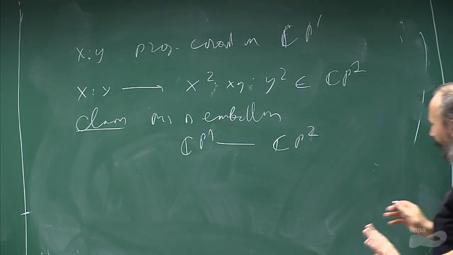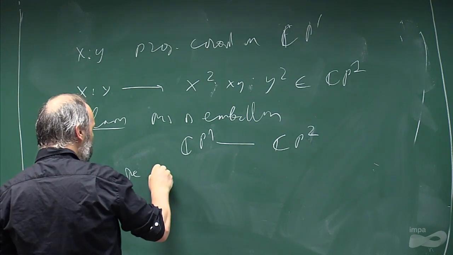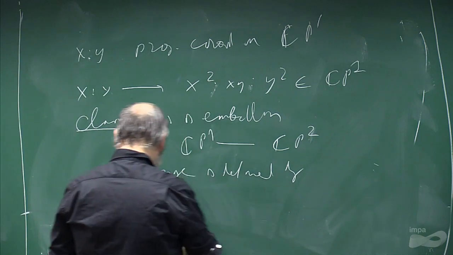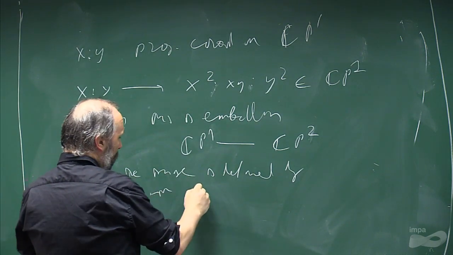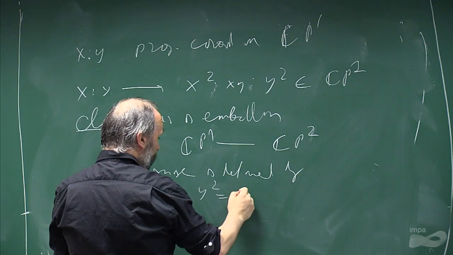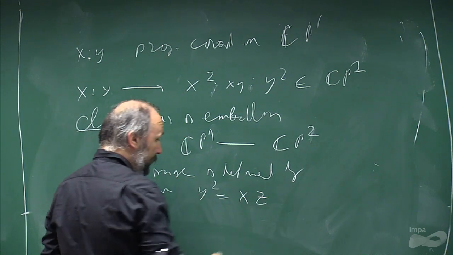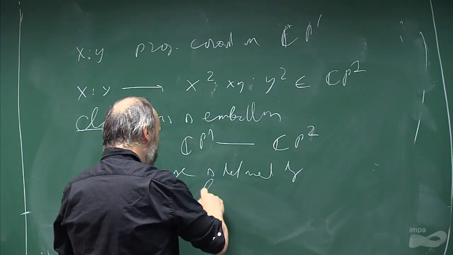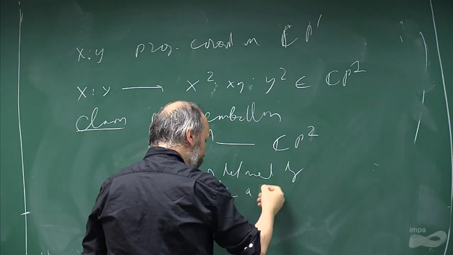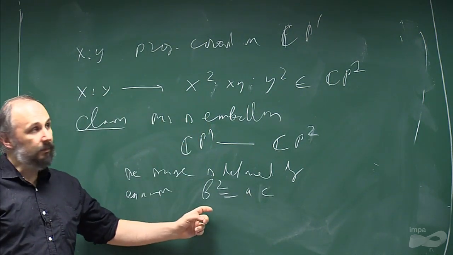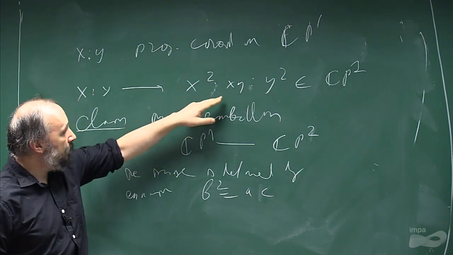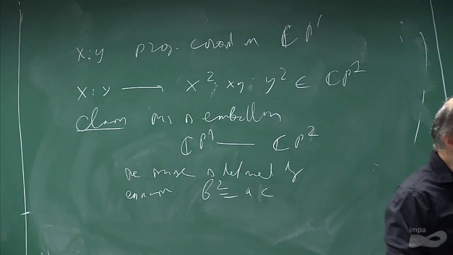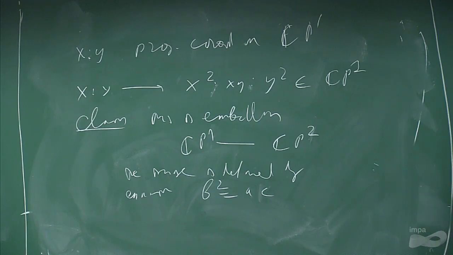Yes, and the image is defined by the equation y squared equals xz. Well, ab squared equals ac, because the product of these two is precisely the square of this. Okay, this is something we proved. Here the proof is written, but it's computation. I don't need to do anything.